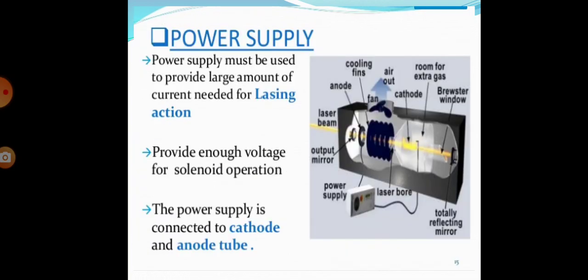Power supply. Power supply must be used to provide the large amount of current needed for lasing action. It must also provide enough voltage for solenoid operation. The power supply is connected to the cathode and anode of the tube. That is a schematic diagram of the argon laser connected to the power supply.